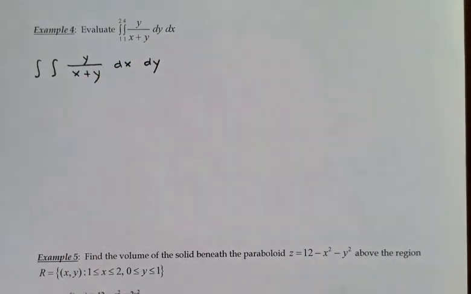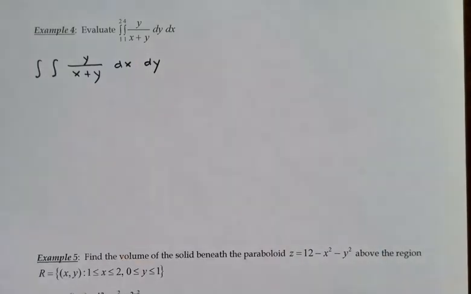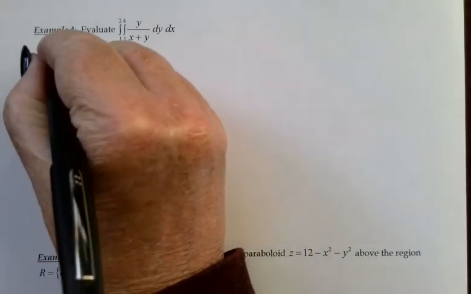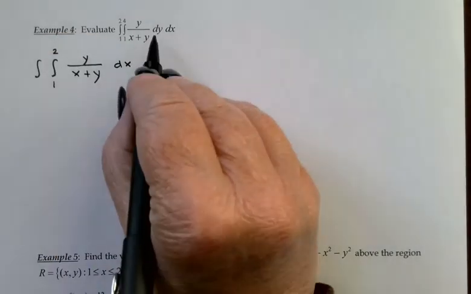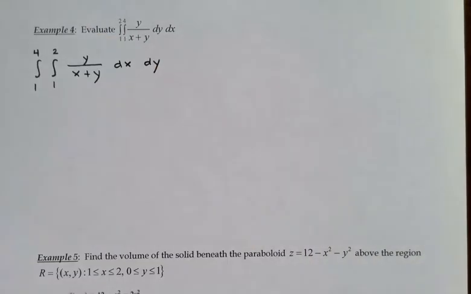Now, since I reversed the order of the integration, that means I have to reverse the limits as well. I'm now doing dx first, and the x's went from 1 to 2, and then I'm doing dy second. The y's actually went from 1 to 4.